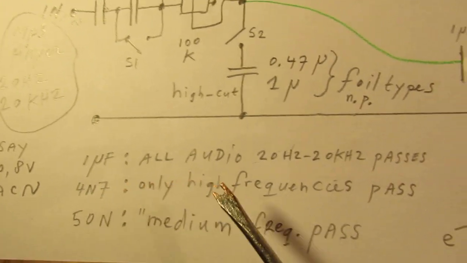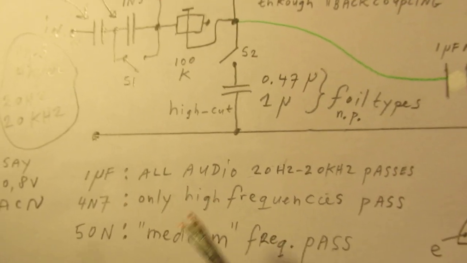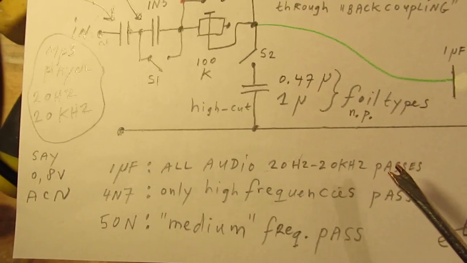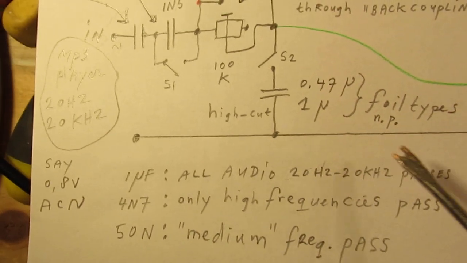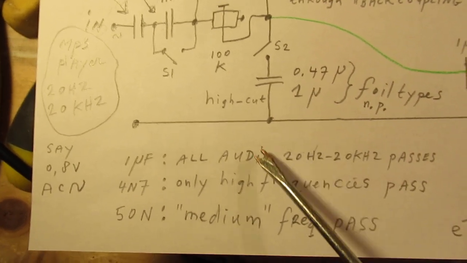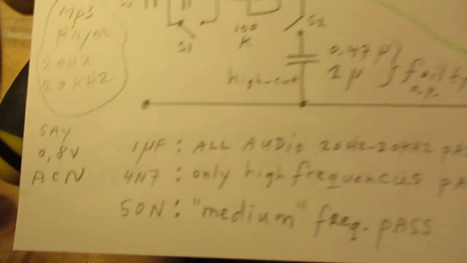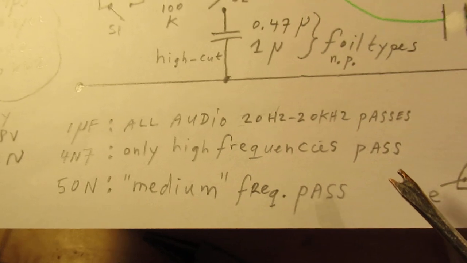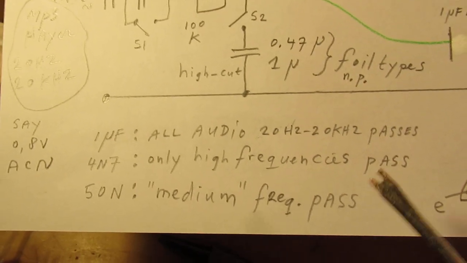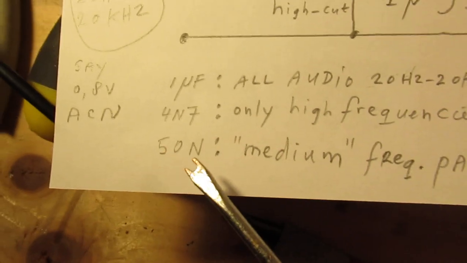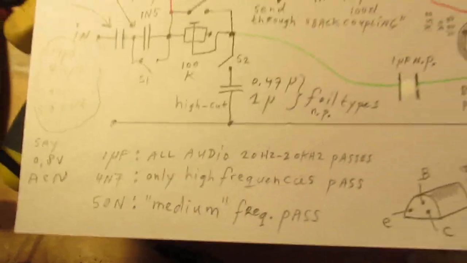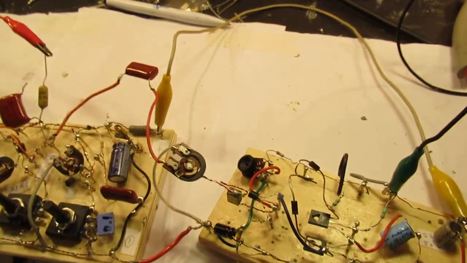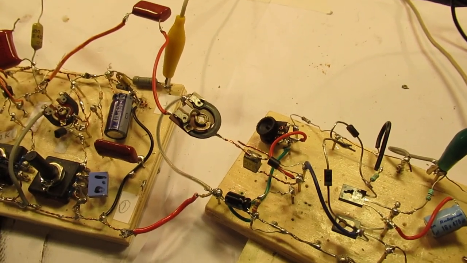With 1 microfarad, almost all audio frequencies are damped out, be it in a series capacitor or a capacitor that bridges the audio line. With 4.7 nanofarads, only the high frequencies pass, or only the high frequencies are damped out. And with 50 nanofarads, it's more or less a medium situation. So not all the frequencies out of the audio spectrum will pass.